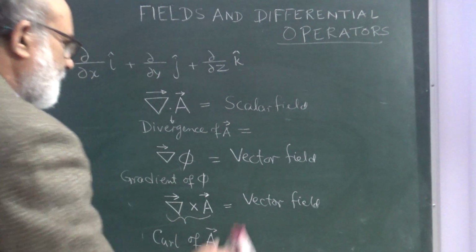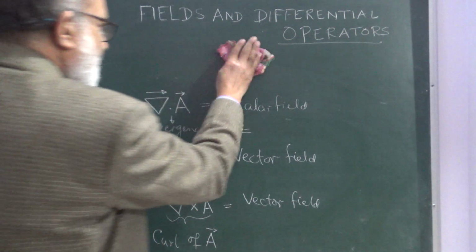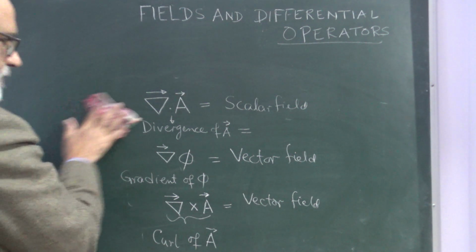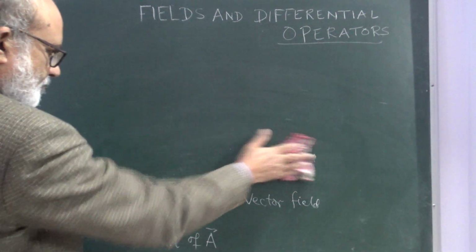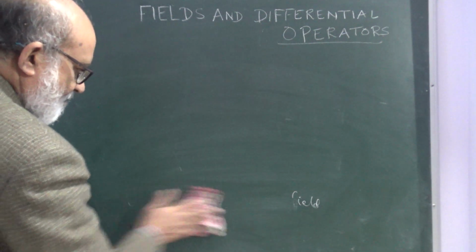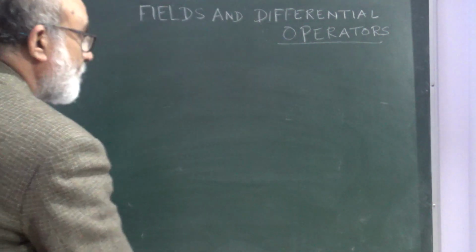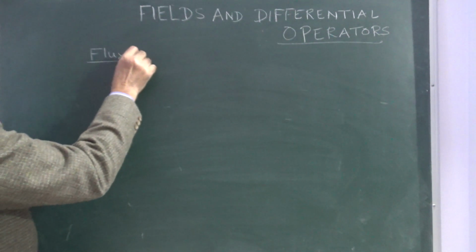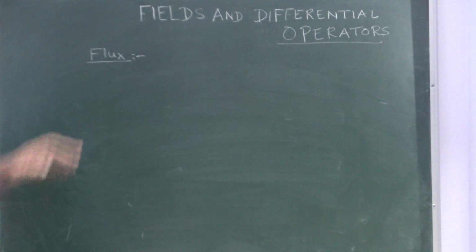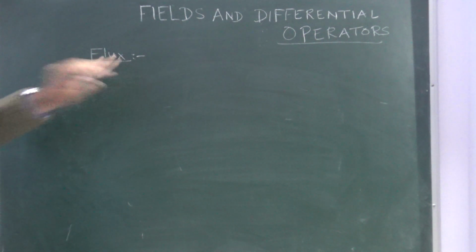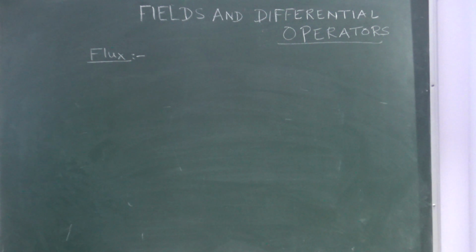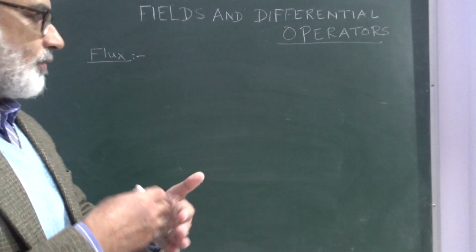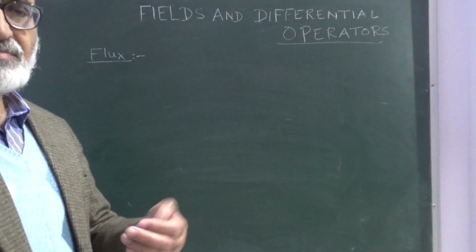Okay. Before discussing this, we will discuss what is flux, then we will do divergence. What is a flux? Flux is always associated with vector fields only. The flux of a vector field means the flow of the field per unit area per second.